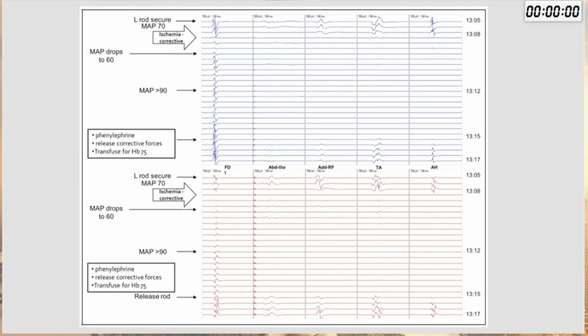A quick example here: after they inserted the rod, they had a drop in the signal, as you can see, here on the right side and one on the left side. They started to improve the blood pressure of the patient. The mean arterial blood pressure was 60, and they improved it to 90. On this side, the signal started to pick up. On this side, it didn't pick up. They needed at the end to remove the rod, and then the signal recovered.